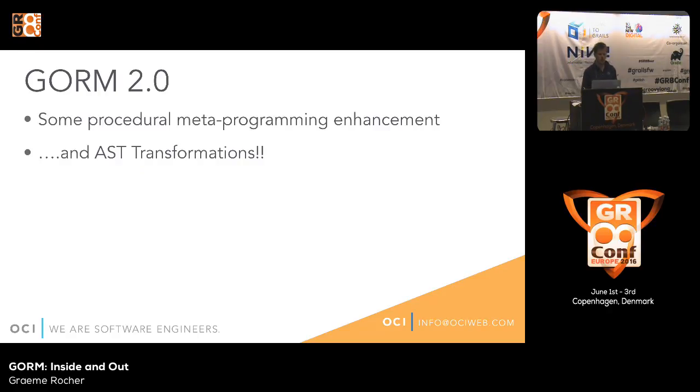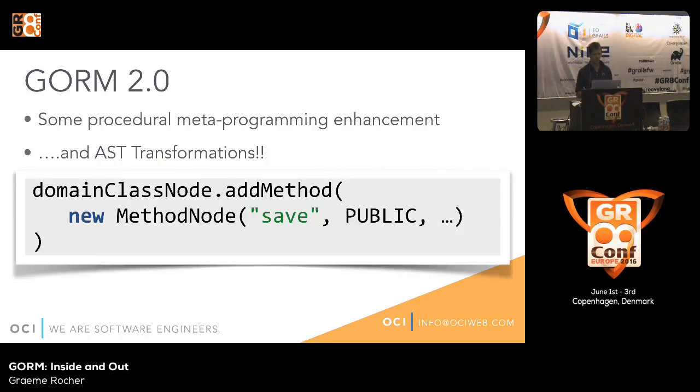Then came Gorm 2, which I think was introduced in the Grails 2.0 timeframe. We had some procedural metaprogramming enhancement, but most of it was done by AST transformations. We had our own AST transformations that went through your classes, and for every domain class node, we would add a method node for the save method, for example, and they would typically delegate to another class. That was the next evolution of Gorm, and it solved a lot of the performance problems when it came to better startup time, because we could do it all at compilation time, so there was no need for that iterative for loop on startup.